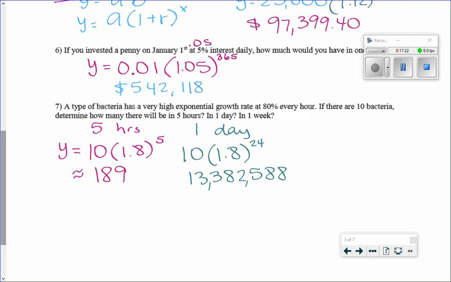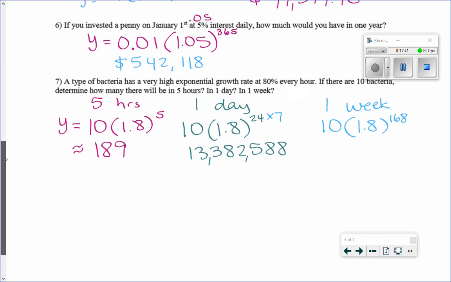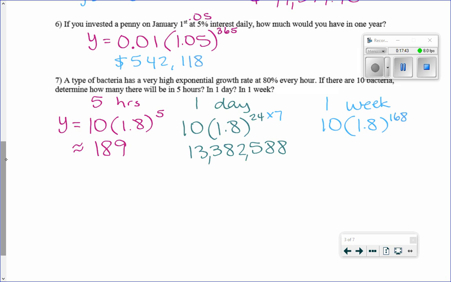I know. Wow. It's a big one. So, what about a week? Alright, so for a week, to determine our exponent here, we multiply the hours from a day by 7 to get 168 hours in a week. If you calculate this, it's going to be a huge number. Your calculator is going to say 7.68742 E43. That's a calculator's way of writing the scientific notation.